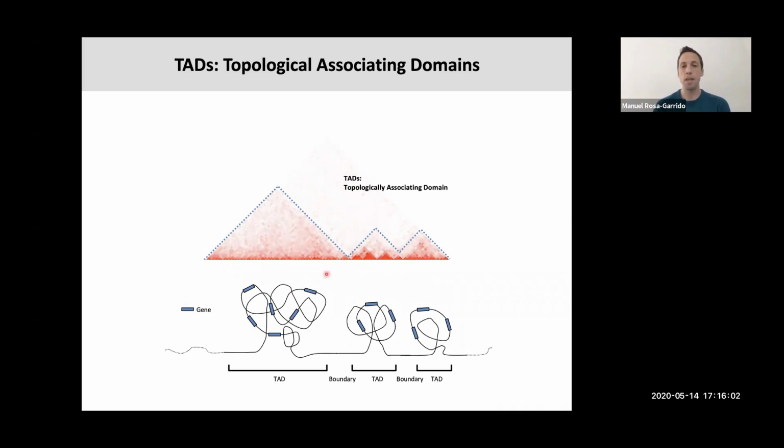Another important feature that appears when you perform these experiments are these valleys between the TADs. These regions are called TAD boundaries. And their preservation is very important because if you disrupt them, you are going to induce a change in chromatin topology in this region that can affect gene expression and therefore the phenotype of the cell, of the organism.